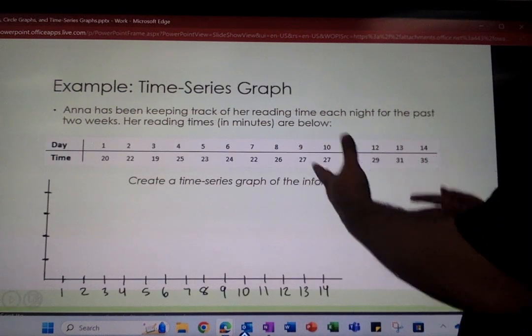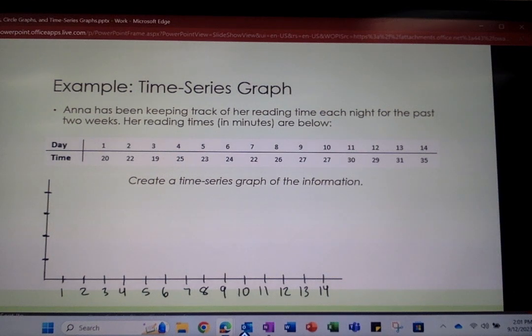Okay, here's another example. Anna has been keeping track of her reading time each night for the past 2 weeks. Her reading times in minutes are given below. So here's your time series graph. You have all that data for 14 days.